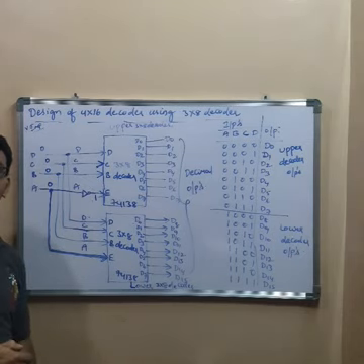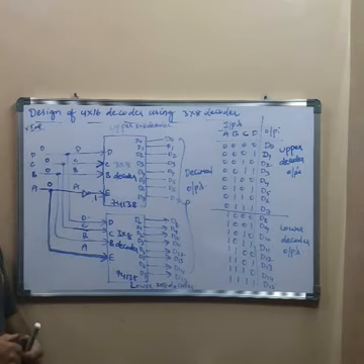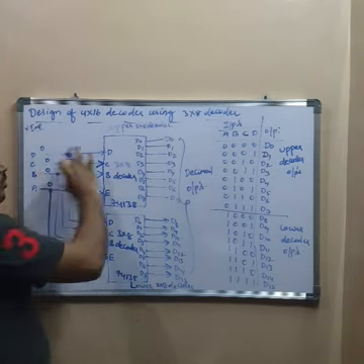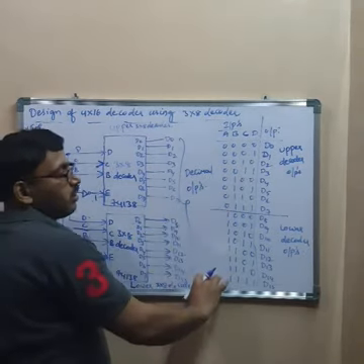If enable input is active, the operation can be performed. If it is inactive, there is no operation of the circuit. So this is the enable input, and these are the 4 inputs, these are the 16 outputs. So this is a truth table.